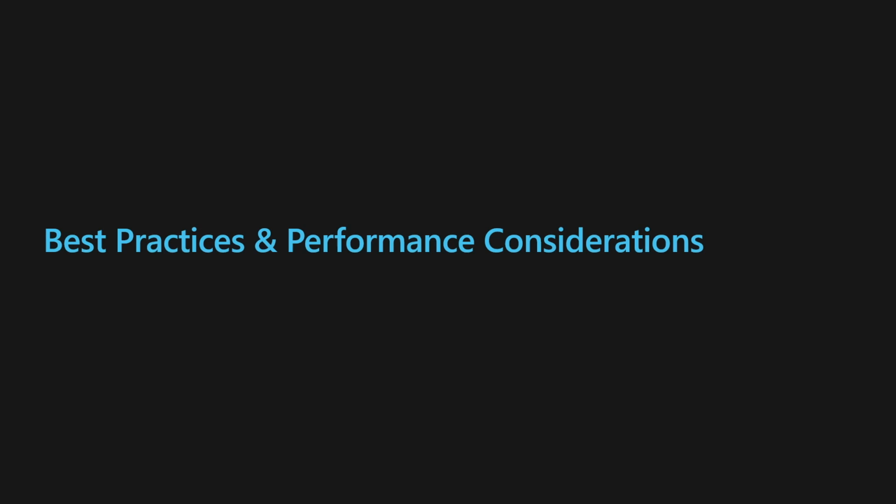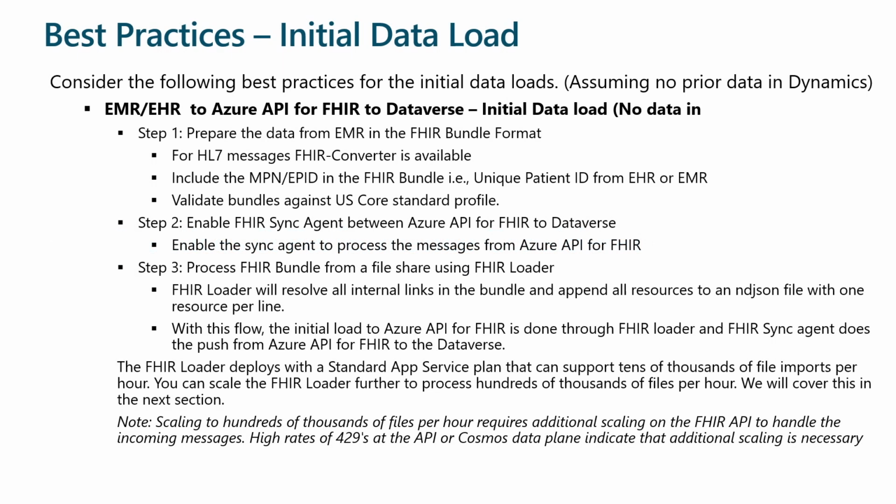Let's discuss some of the best practices and performance considerations that you can apply while setting up the FHIR Sync Agent. Consider the following best practices for the initial data loads. Typically, when you load the data from EMR, EHR to Azure API for FHIR to Dataverse, prepare the data from EMR in the FHIR bundle. For HL7 messages, we have a FHIR converter available to convert HL7 messages to FHIR resources.